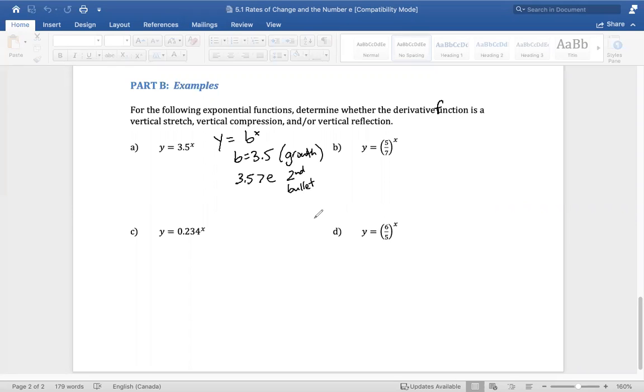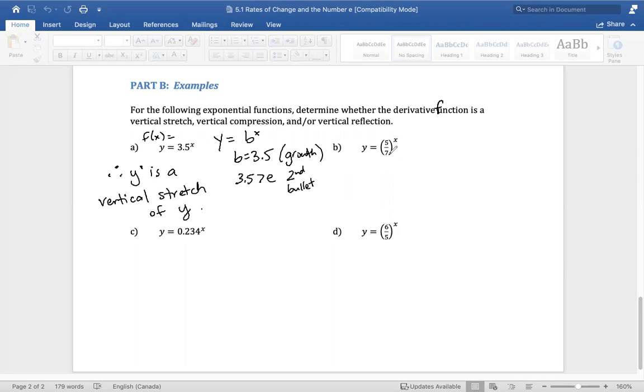So we're talking about just a vertical stretch. So we're talking about y equals, instead of f of x equals, same thing here, right? Because it says y, I'm going to say therefore y prime, the derivative of that exponential growth function, is a vertical stretch of y in comparison to y. Y prime is a vertical stretch compared to y. Okay, does that make sense?